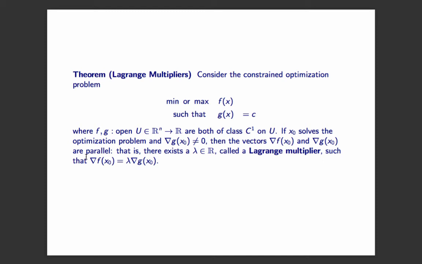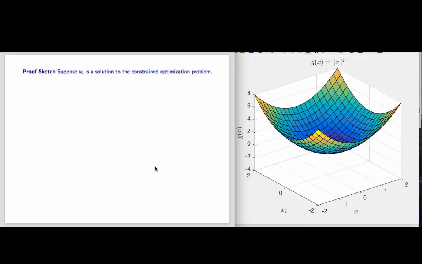So I'm going to give a sketch of the proof here, but it's important that we get the ideas of the proof. So in order to make sure that we do get the ideas, I'm going to give it side by side with an illustration. So suppose x naught is a solution to the constrained optimization problem. In other words, x naught satisfies g of x naught is c, and it minimizes or maximizes f.